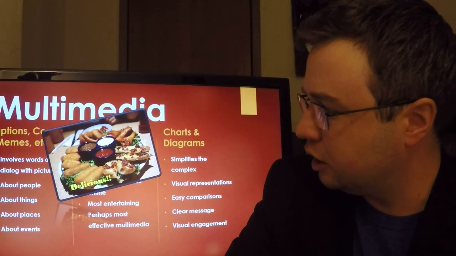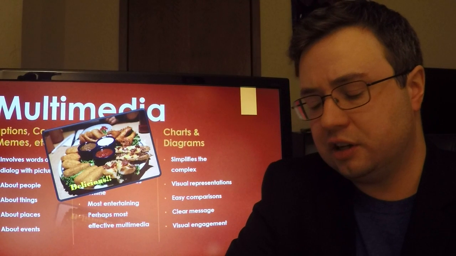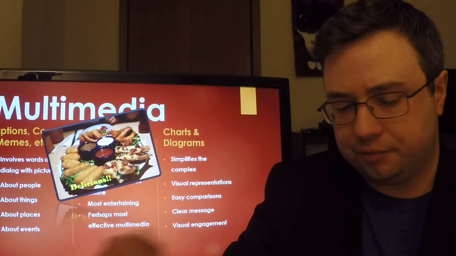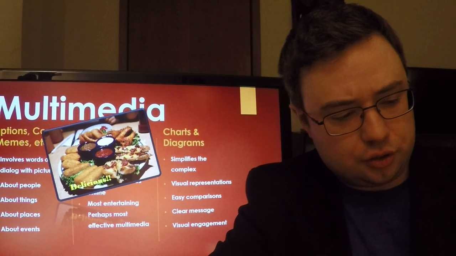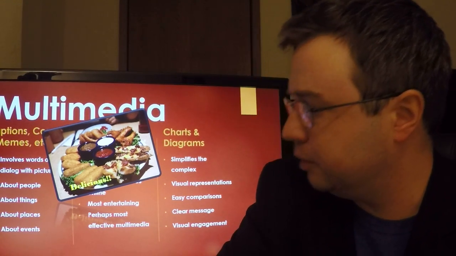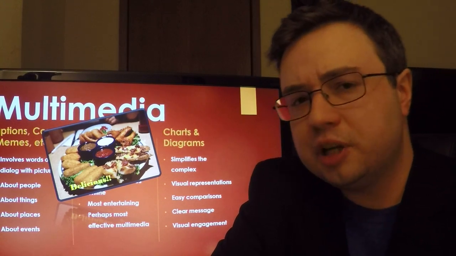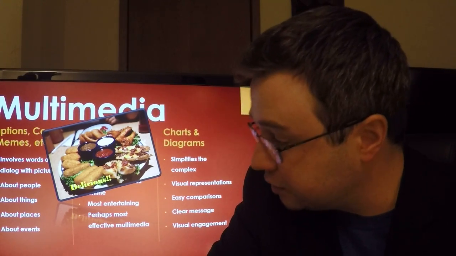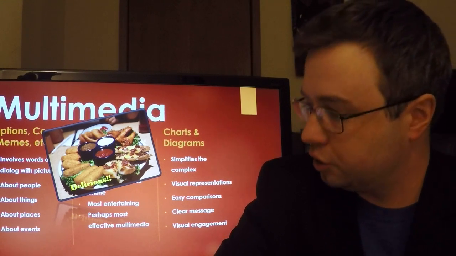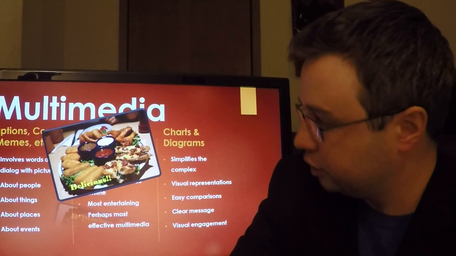This is a really common form of multimedia that's existed even back to the founding of our country. People would hand out pamphlets portraying politicians doing things with a little blurb above it. This form of multimedia is so huge. It can be about people, it can be about things, it can be about places, it can be about events. It just needs to be a picture and words.